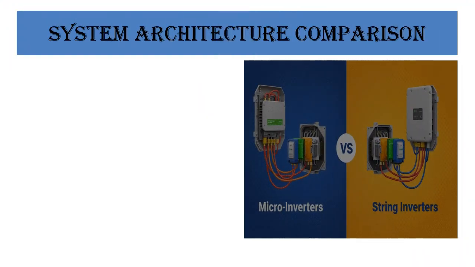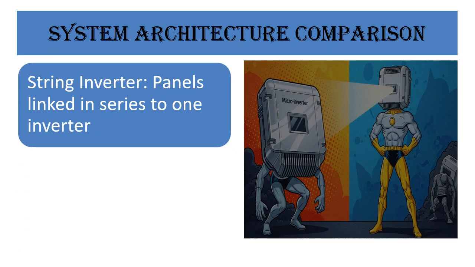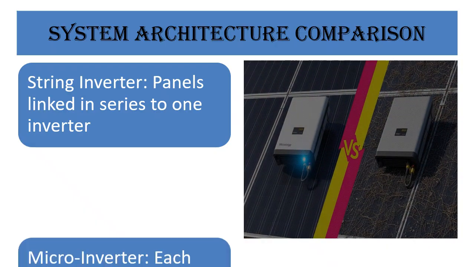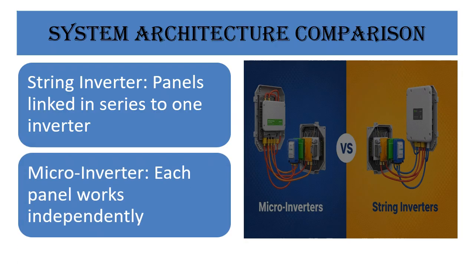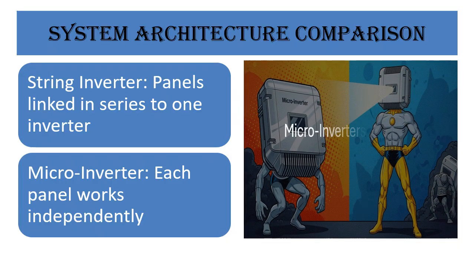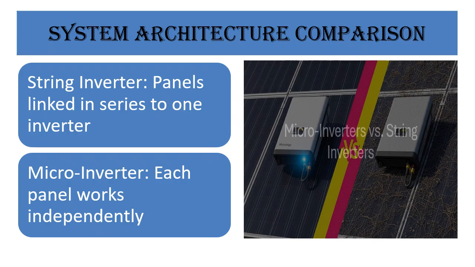System architecture comparison. In a string inverter system, many panels send power to a central inverter. In a microinverter setup, each panel works individually. This decentralized approach enhances performance consistency and allows for better system monitoring.